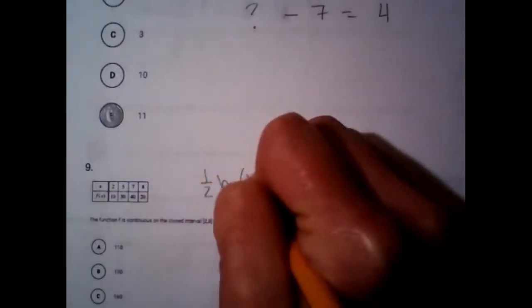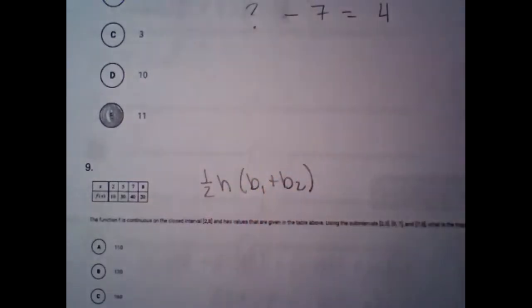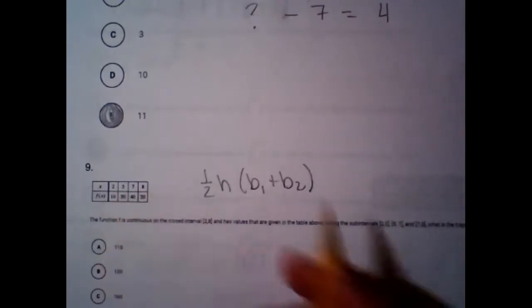So we've got the function is continuous. They gave us these values. Here are subintervals. This time they want a trapezoidal approximation from 2 to 8. So once again, this is your formula for the area of a trapezoid. And we're going to have to do them all separately because, again, these subintervals are not all the same length.